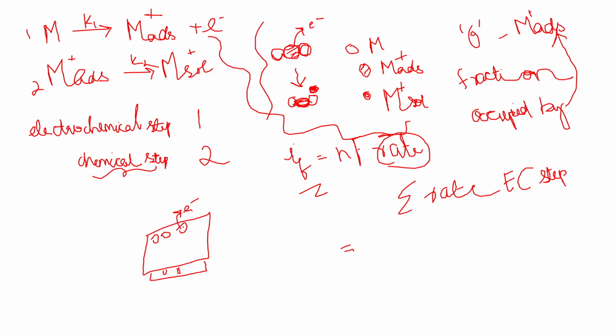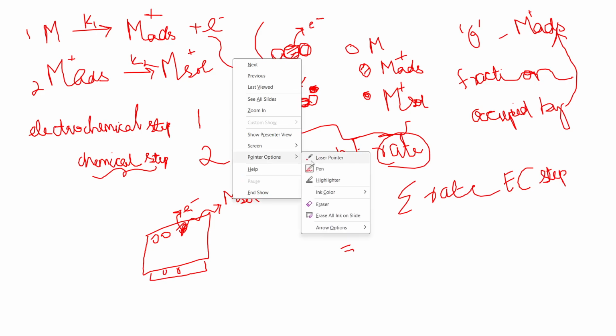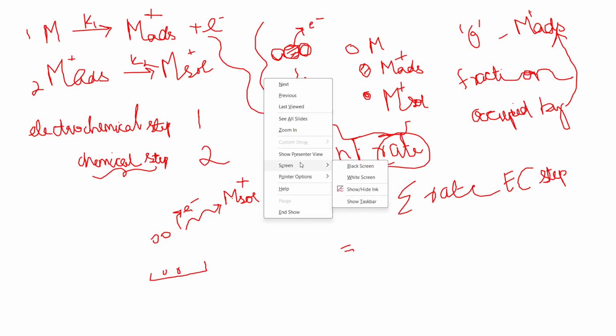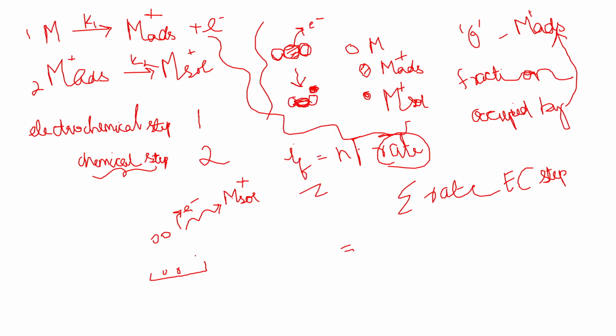this becomes M adsorbed. M ads means M adsorbed, which at the next step is moving to the solution, it becomes M solution plus. So when it moves into the solution, what is happening? It is leaving that place. There is a gap created, right? When that gap is created, what happened?